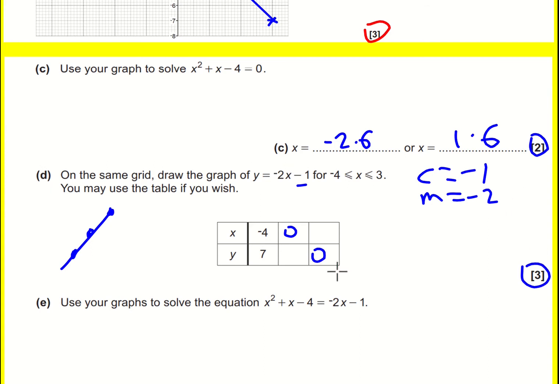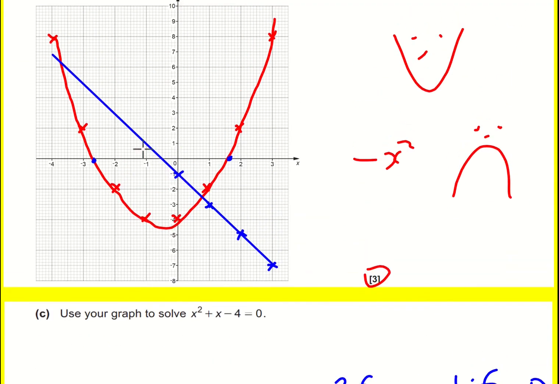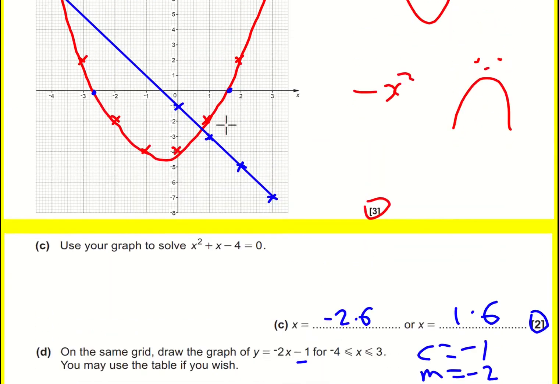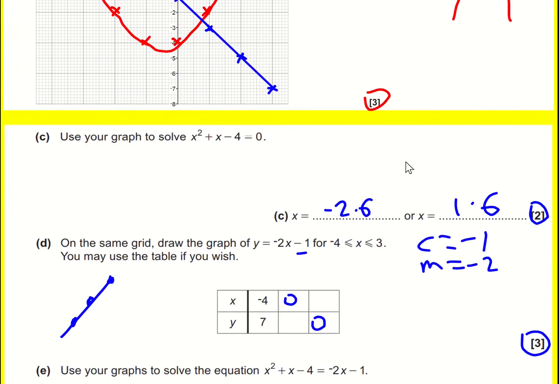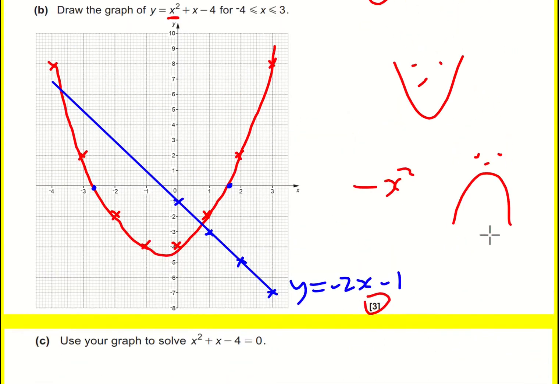Use your graphs to solve the equation x squared plus x minus 4 equals minus 2x minus 1. This is where the graphs are the same. I probably should have just labelled my graph y equals minus 2x minus 1. I'm interested in where this thing here is equal to this red thing, so it's going to be where they cross. That's going to be the solution to this equation.